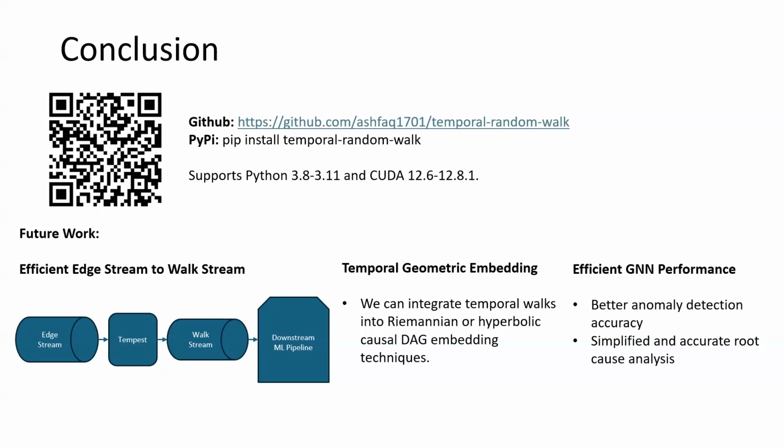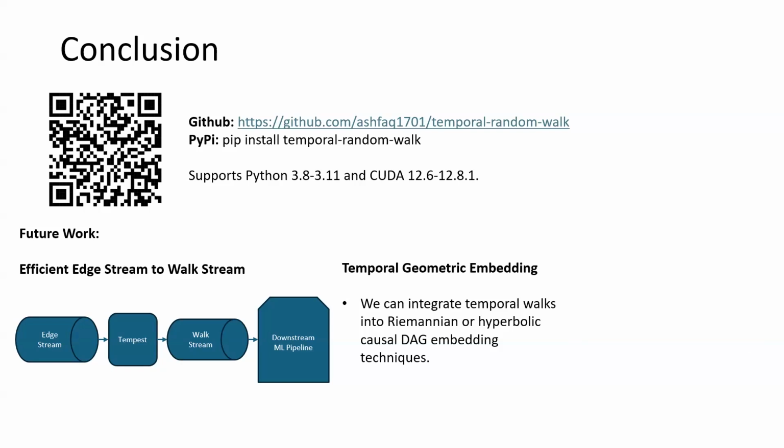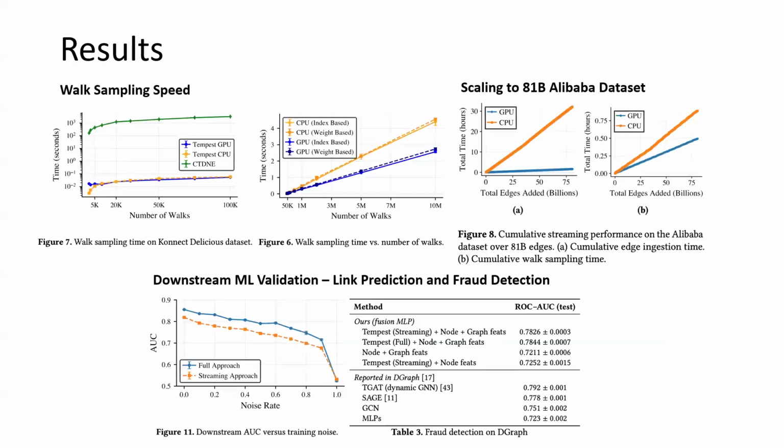Okay. One more urgent question, then John. Could you go back one slide to the comparison against the validation? Can you just explain why there is a difference between the full approach and the streaming approach? I worry about whether the quality of the random walks is different.